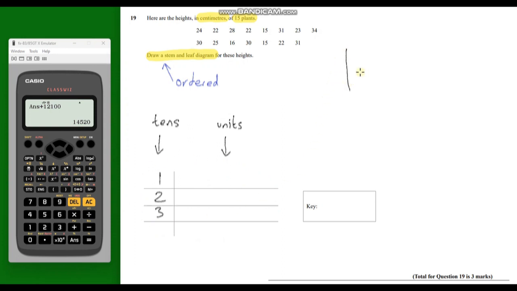do is I'm just going to draw another one, just to put, first of all, the information in. Okay, so 1, 2, 3. So what I'm going to do is go through each of these and tick them off as I go, just so I don't miss any.